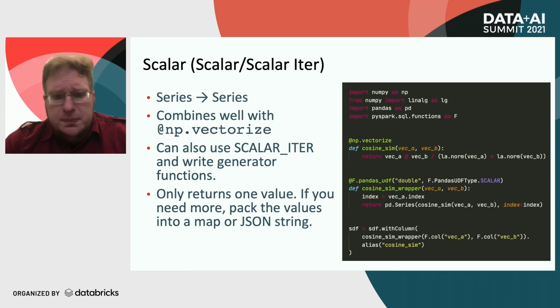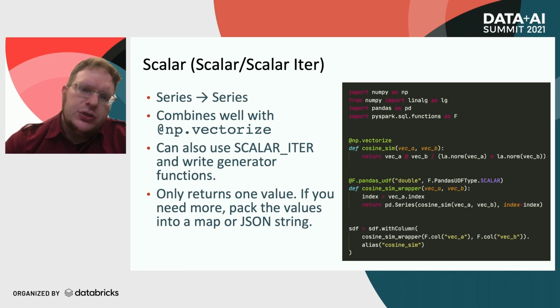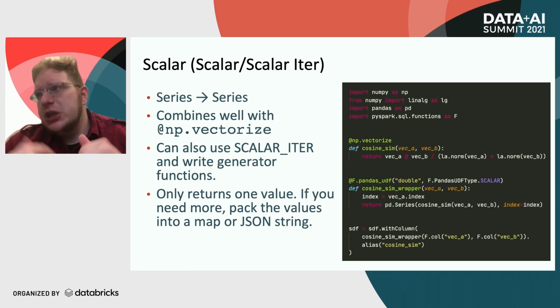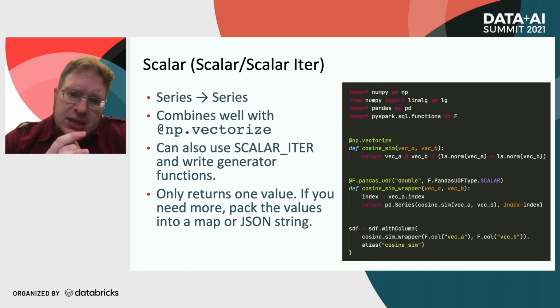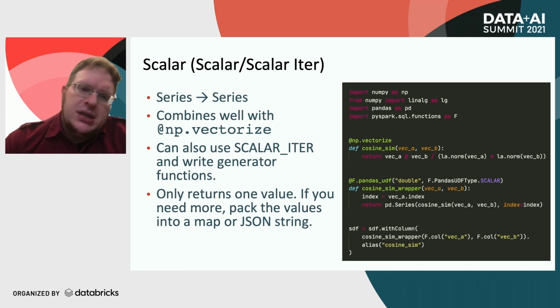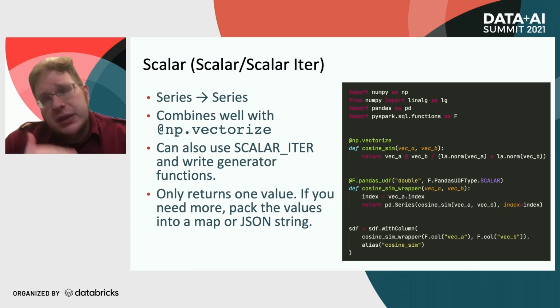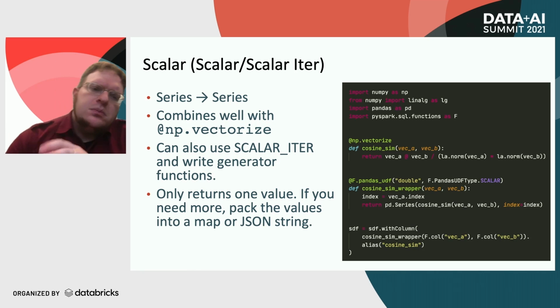This is the scalar. If you want to use scalar iter, what you would do instead is have your cosine sim function, you would not have the np.vectorize decorator, but you would replace return with yield, changing this from a function to a generator. Functionally, it works out to be the same. I'm more familiar with using np.vectorize, so I tended to stick with the scalar rather than the scalar iter, but it will get at the same thing.